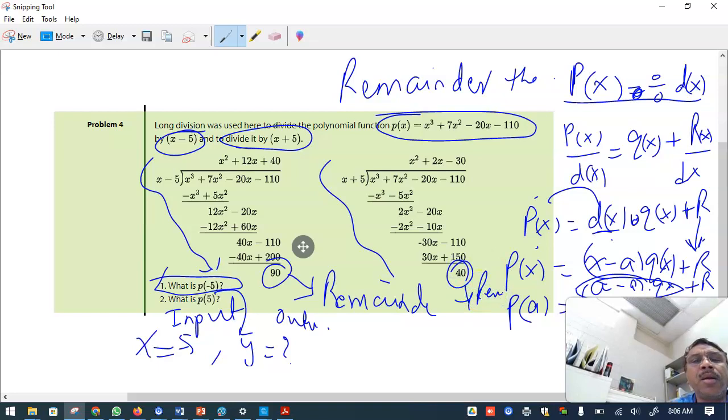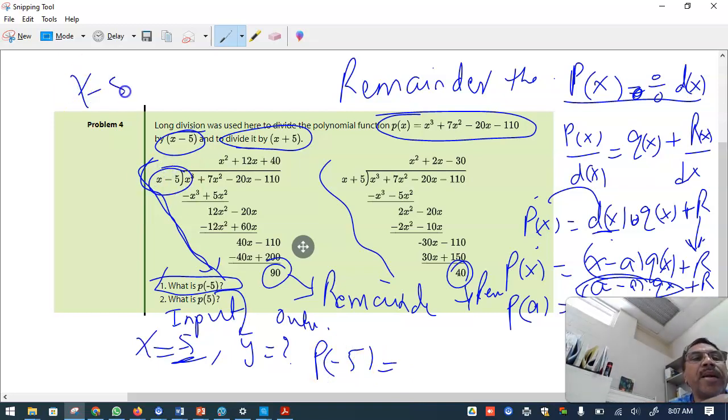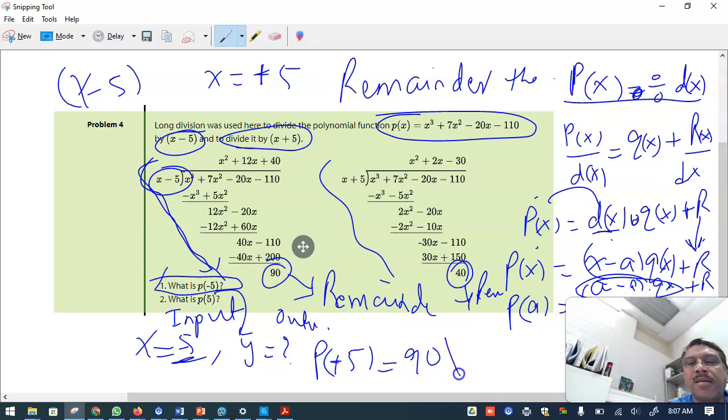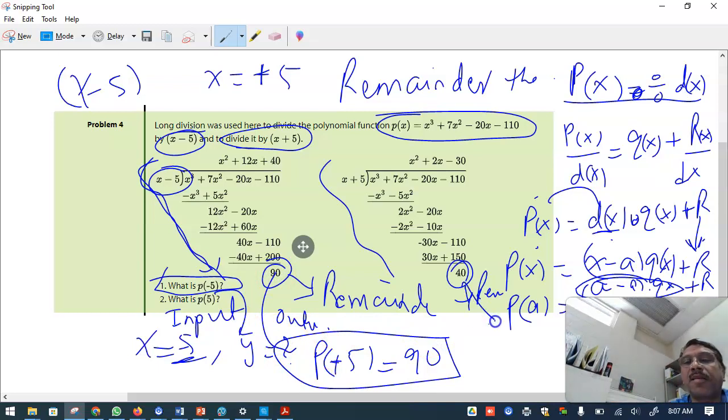So all it means in the long division is that this basically is p of minus 5. The first one: if you're dividing by x minus 5, that means you're putting x equals plus 5. When you plug in 5, the remainder is 90. So that's what it means here. In the second case, you're dividing by x plus 5. It means when you plug in negative 5, that answer is 40.